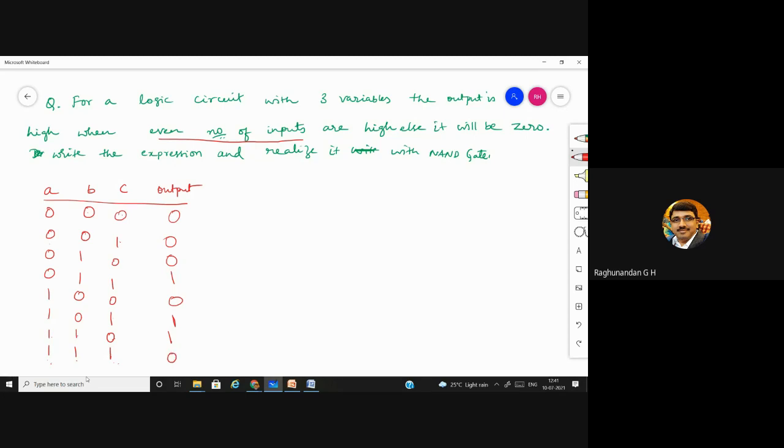Okay. Now you need to take these 3 positions where you have 1. 0 indicates complement. It will be A bar, B, C. For this, it is A, B bar, C. For this, A, B, C bar. So now it is a sum of products: A bar, B, C plus A, B bar, C plus A, B, C bar. This is the expression. Okay. Any doubt in this?